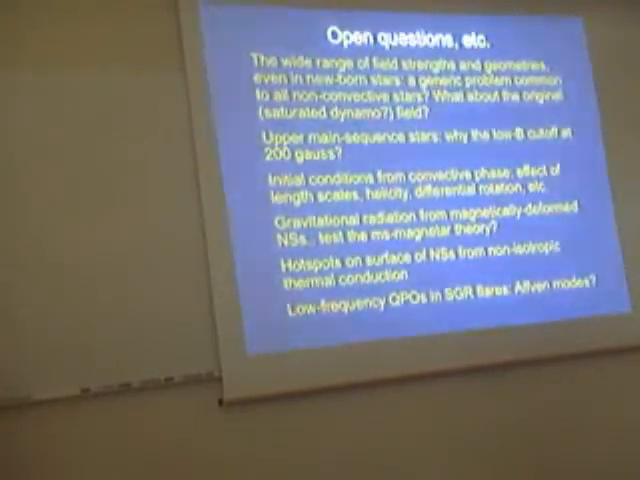Thermal conduction is non-isotropic in a strong magnetic field, which should be detectable on a neutron star. And if you know what the geometry of the field is, you can work out where the temperature should be higher on the surface and where it should be colder.